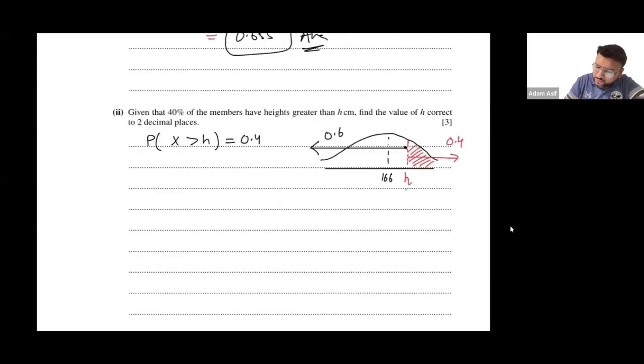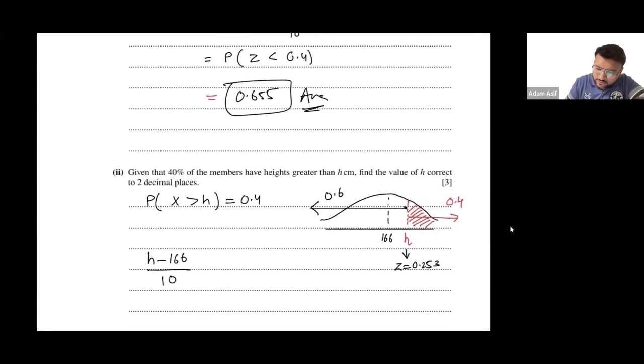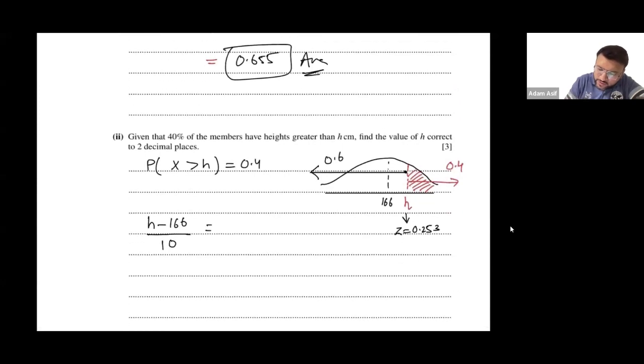So this Z value would be 0.253. So h minus 166 divided by sigma was 10. The Z value is positive 0.253. Solve for h. So 0.253 times 10 plus 166, that is 168.53. So there are 40% of the members who have a height greater than 168.53 centimeters.